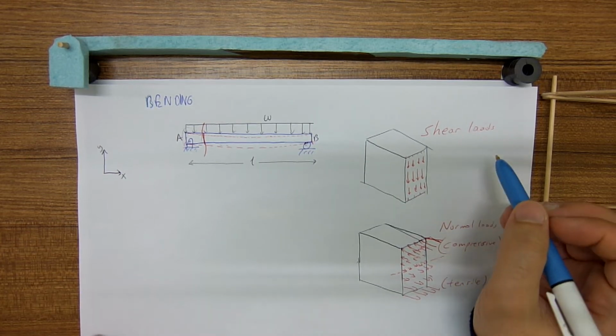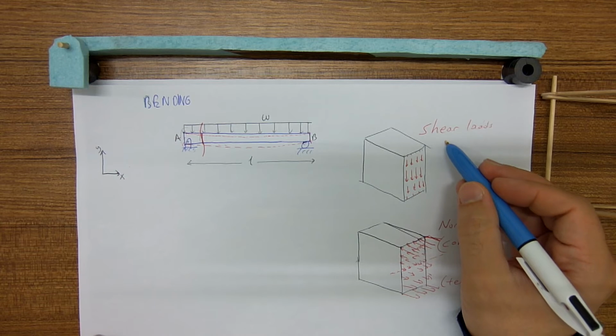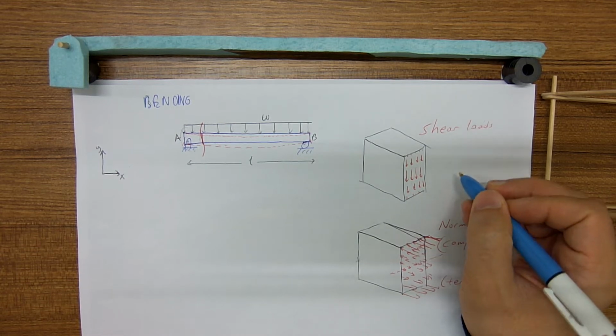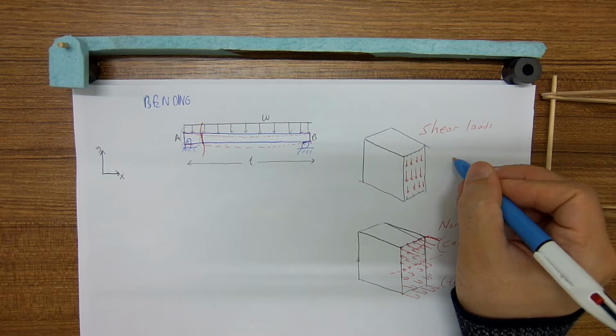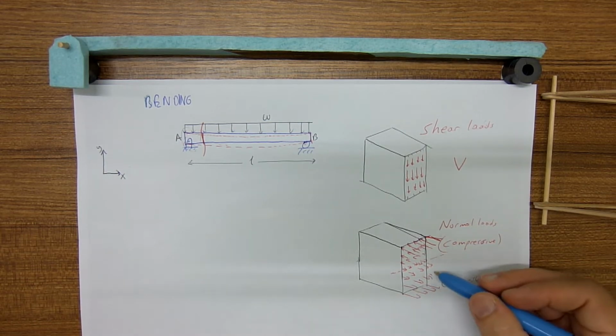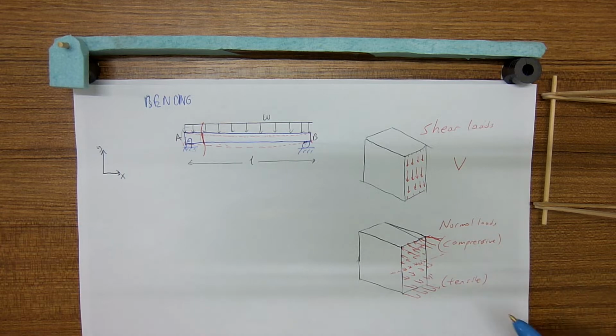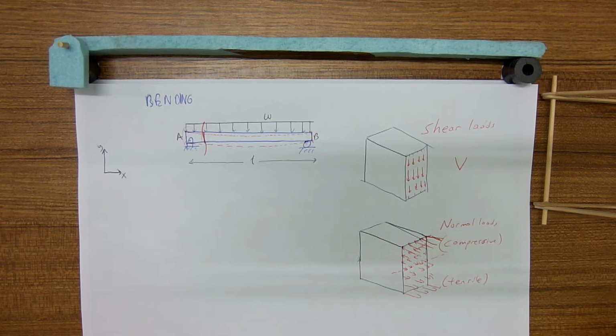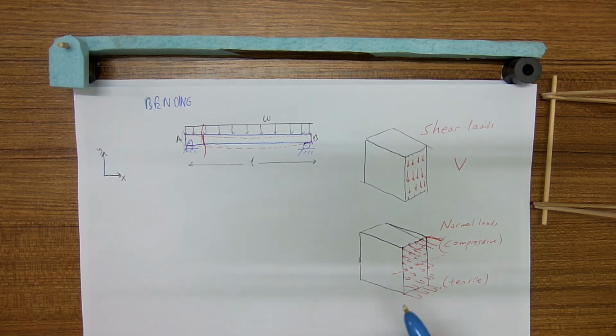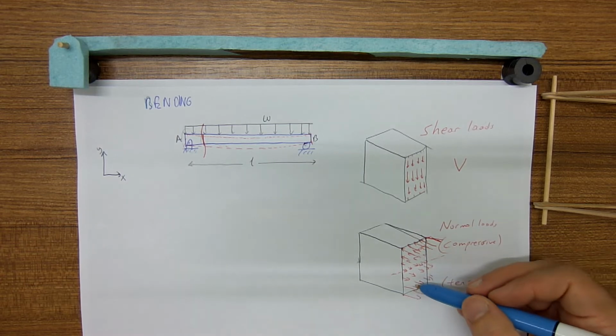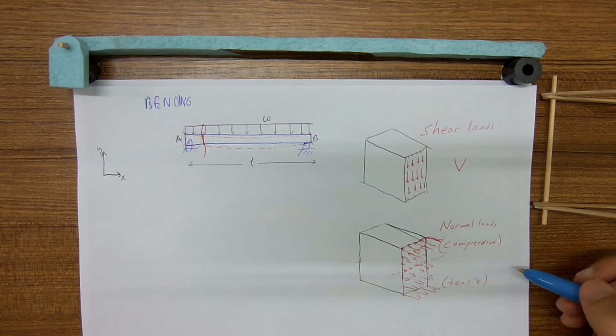The resultant of the shear loads is called average shear force or average shear load. And the resultant of the normal loads here, in terms of load, is actually zero, because the magnitudes of the compressive and tensile forces are equal to each other, but their directions are opposite. Therefore, they cancel out each other. But these two sets of forces, the compressive and tensile forces, create a moment.